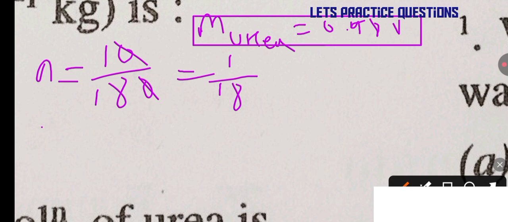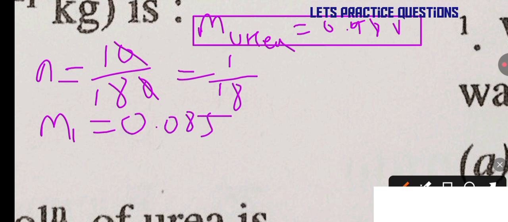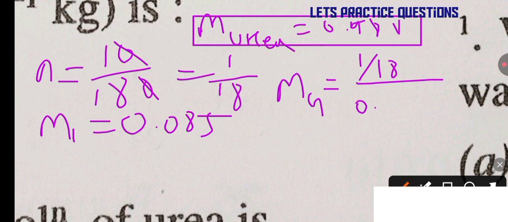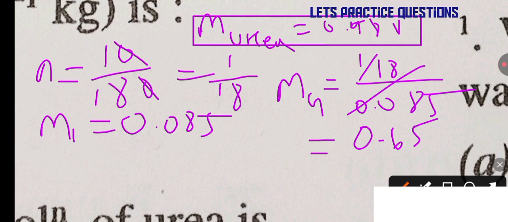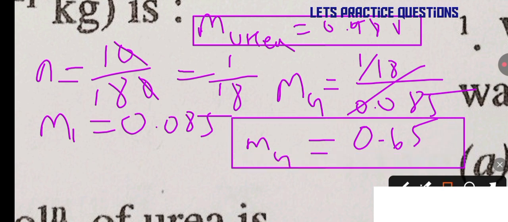Here the mass of solvent, that is W1, equal to 0.085, and molality of glucose equals moles of solute, 1 by 18, divided by the mass of solvent in kg, that is 0.085. When we simplify this equation, we have the answer 0.65 mole per kg. Here the molality of glucose, you can find, is 0.65.